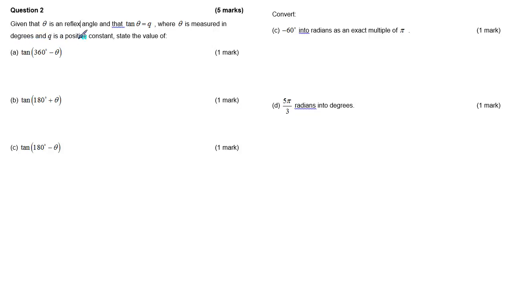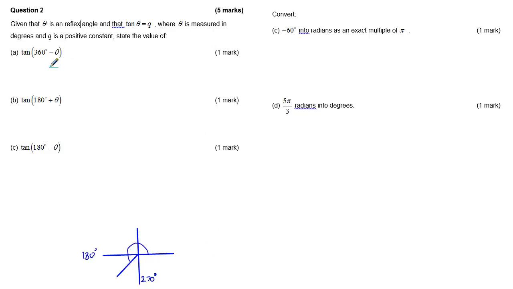Given that theta is a reflex angle and that tan theta equals q, where theta is measured in degrees and q is a positive constant, state the value of the following. Well, before we do that, let's just think about the fact that we know it's a reflex angle and that q is positive. And that tells us that the angle theta is going to be in the third quadrant, so somewhere between 180 and 270.